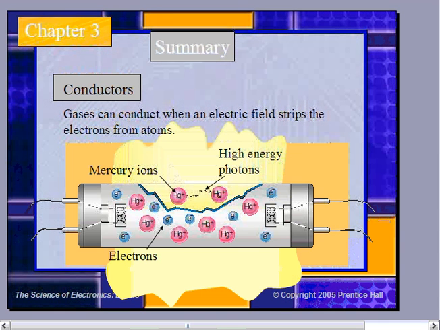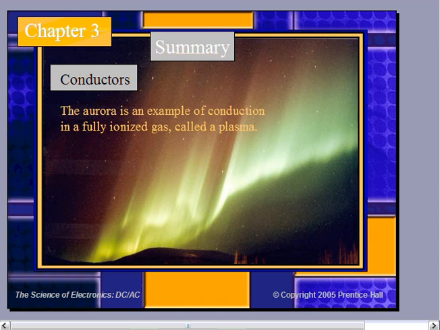Conductors. Gases can conduct when an electric field strips the electrons from the atoms. The aurora is an example of conduction in a fully ionized gas called a plasma.